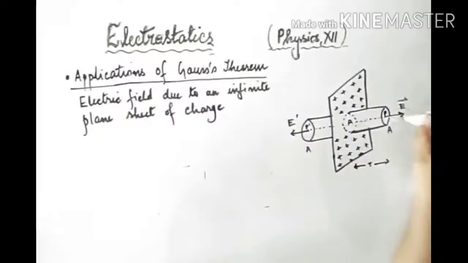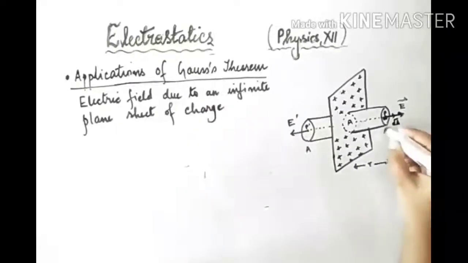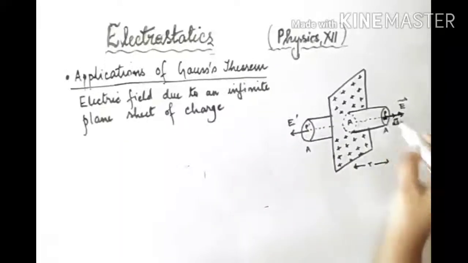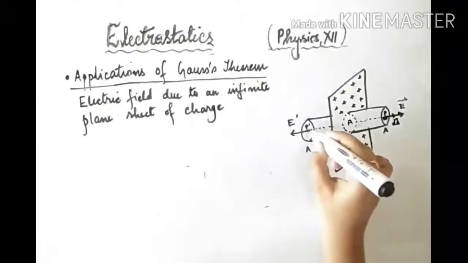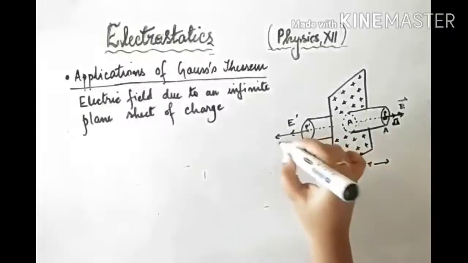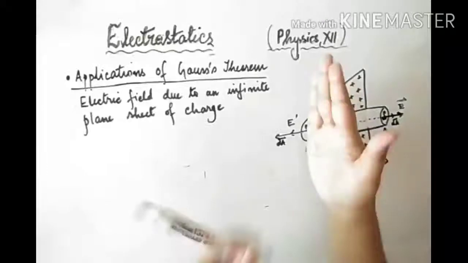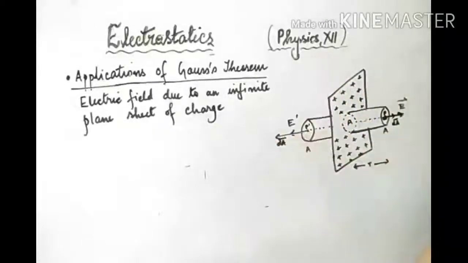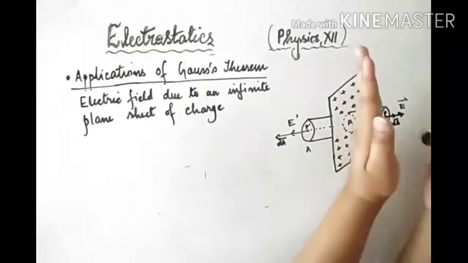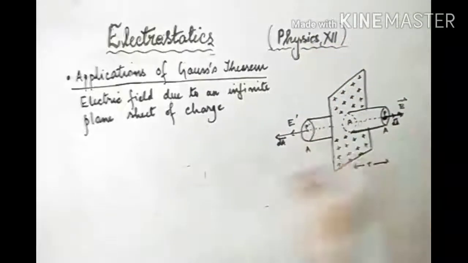Now, let us consider a small area vector here. If we consider a small area vector here, then that area vector will be along the outward direction from the flat surface. Here also the electric field will be along the outward direction. In this surface it will be along this direction, and in this surface it will be along this direction.